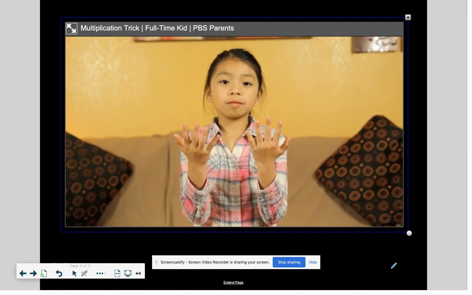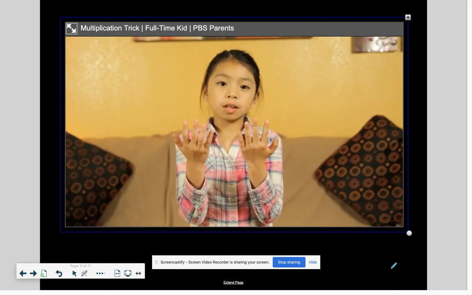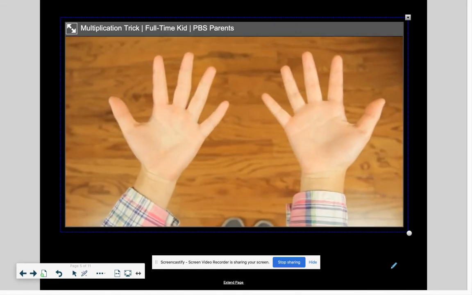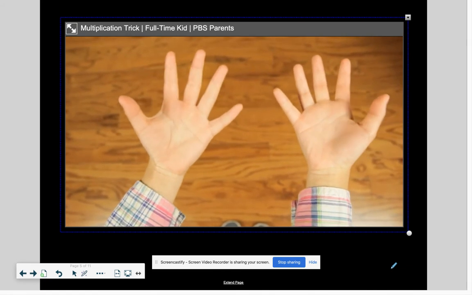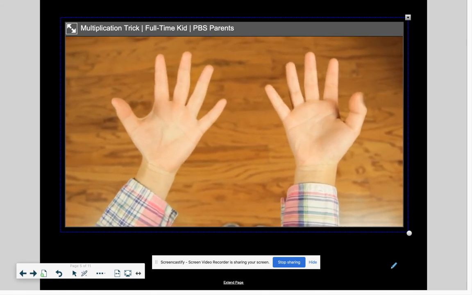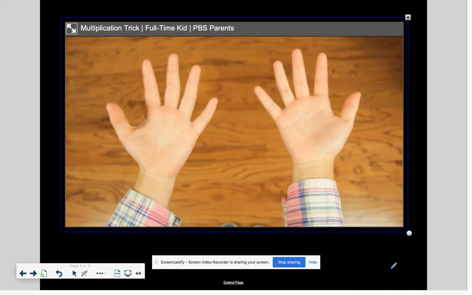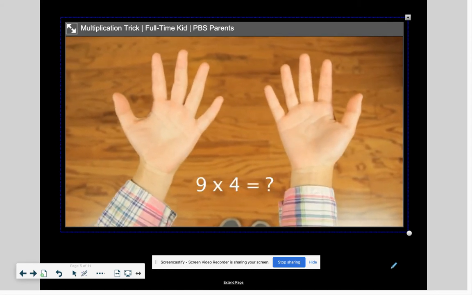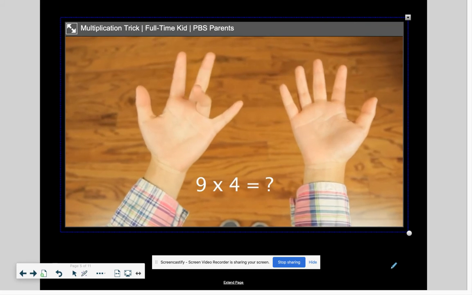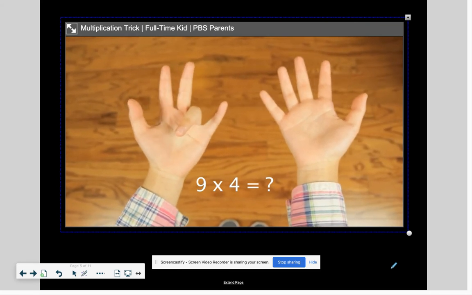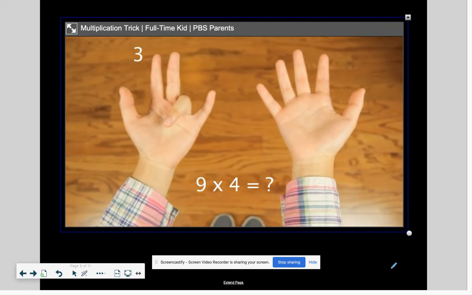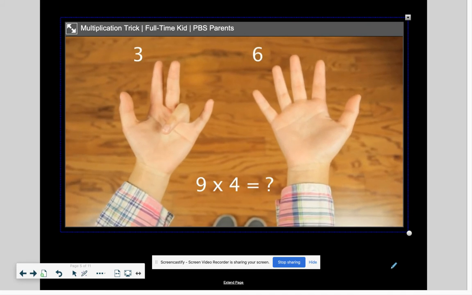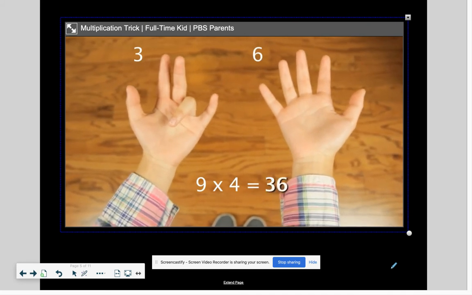Put your hands in front of you with your palms facing you, like this. Your fingers represent the numbers 1 through 10. 1 is your left thumb, 10 is your right thumb. Now you're ready to do your 9 times tables. Let's see, the question is 9 times 4. Count to the 4th finger and curl that finger under. Now you have 3 fingers up before that finger and 6 fingers up after it. So the answer is 36.